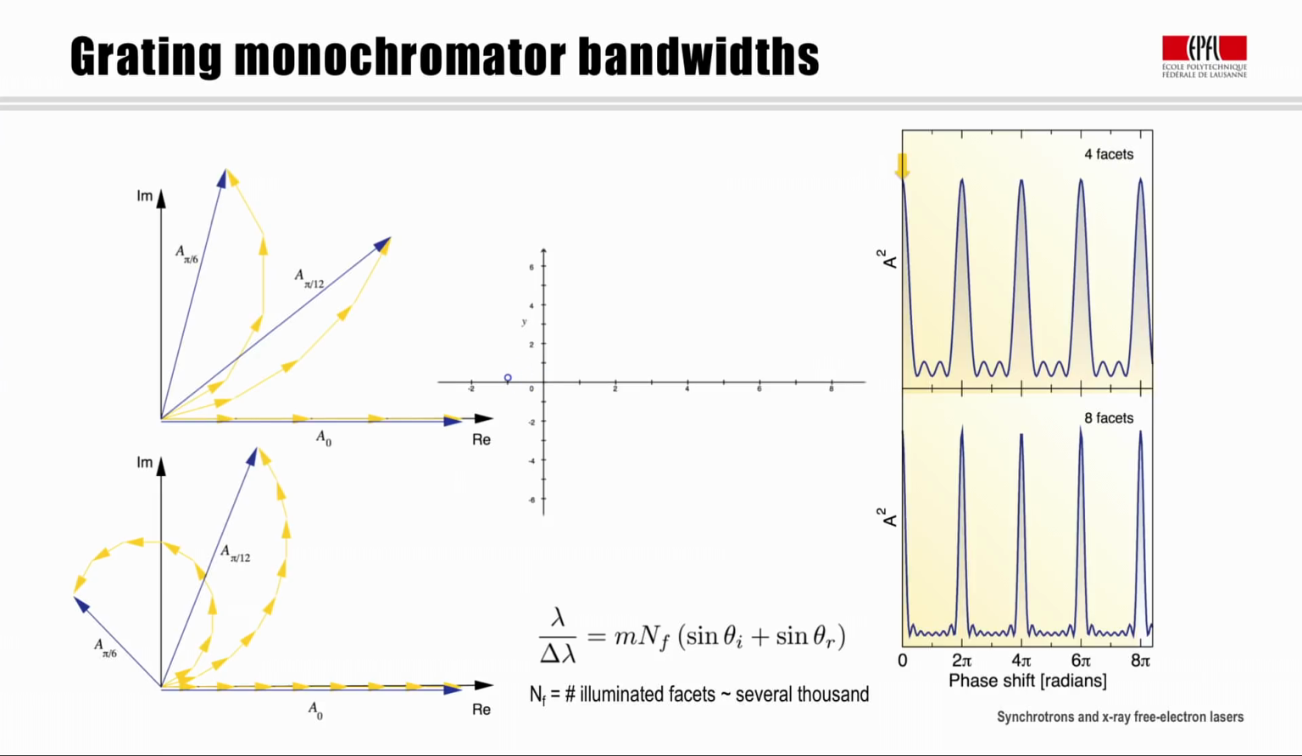Now, let us change the incident and/or exit angle so that the phase difference between adjacent facets is pi upon 12 or 15 degrees. The vector addition of the 4 contributions will begin to curl round on itself and the total amplitude will decrease, shown by this second yellow arrow here.